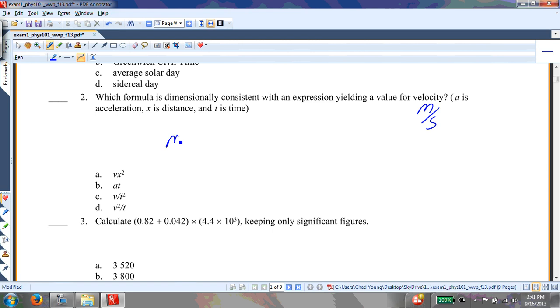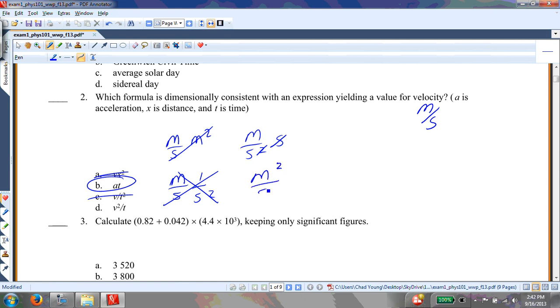Well, I have Vx squared, that's meters per second, times x squared, which is meters squared, that's meters cubed per second, so it's not that one. AT, that's meters per second squared, times second. That is meters per second, so that cancels there and there, so that is the right answer. I can go and do these other two: meters per second, 1 over second squared, that's meters per second cubed, so that's not it. And then V squared, which is meters squared per second squared, times 1 over seconds, that's meters squared per seconds cubed, so that's not the answer either.